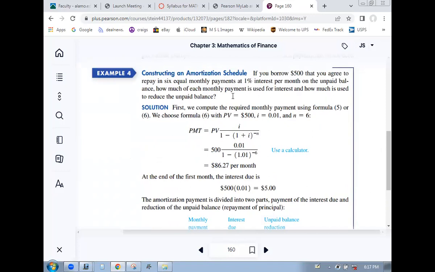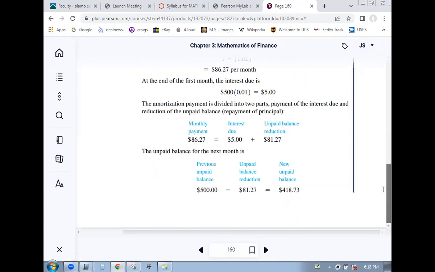How much of each monthly payment is used for interest and how much is used to reduce the unpaid balance? Well, it depends on the month. Every month there's going to be a different amount of interest because every month there's a different amount that has been loaned out to you, right? So I'm trying to figure out what kind of question is that.